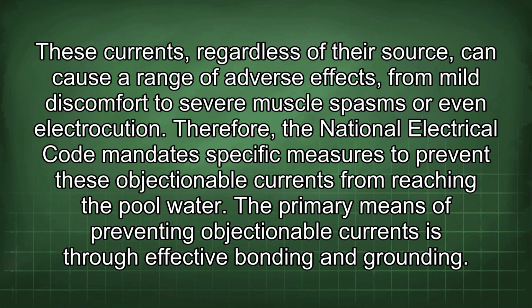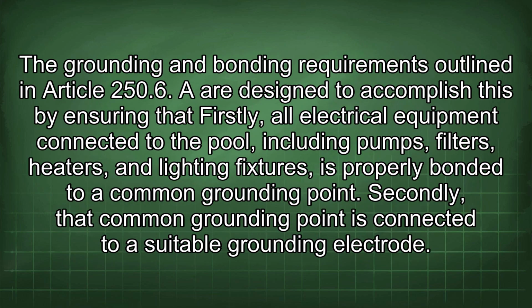The primary means of preventing objectionable currents is through effective bonding and grounding. The grounding and bonding requirements outlined in Article 250.6 are designed to accomplish this by ensuring that, firstly, all electrical equipment connected to the pool, including pumps, filters, heaters, and lighting fixtures, is properly bonded to a common grounding point. Secondly, that common grounding point is connected to a suitable grounding electrode.